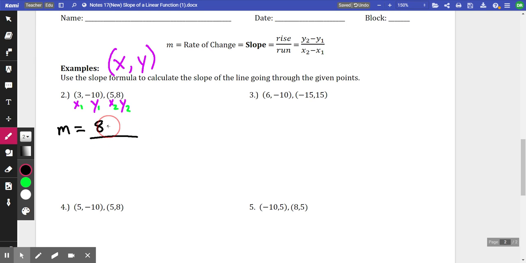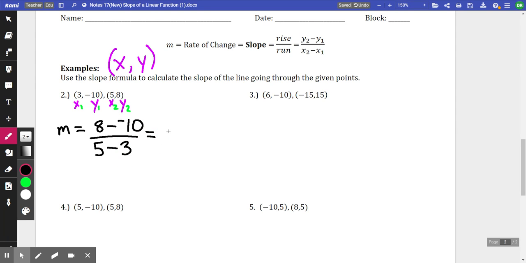Minus, that's in the formula, so I'm going to write the minus sign. Next is my y1, which in this case is negative 10. So I'm going to write down negative 10. The minus comes from the formula. Negative 10 is the value of y1. x2, so here's my x2. It's 5 minus my x1. x1 is 3.